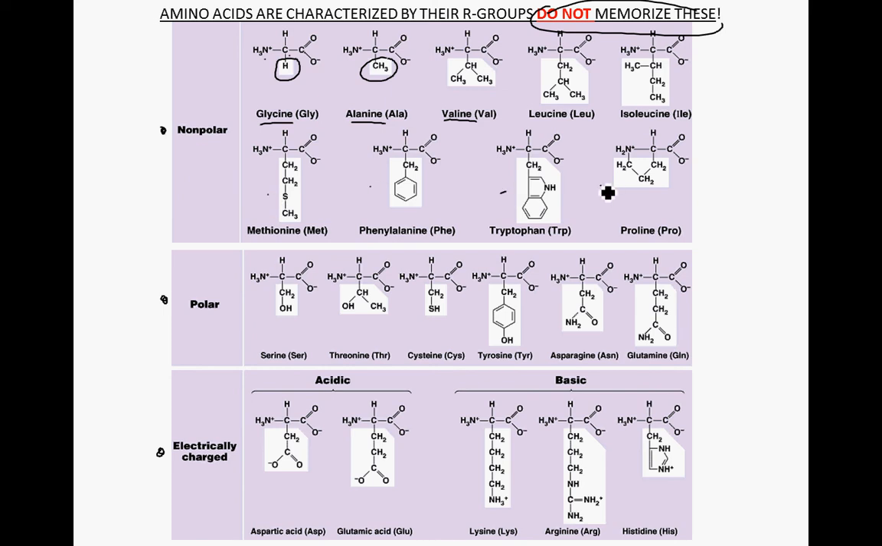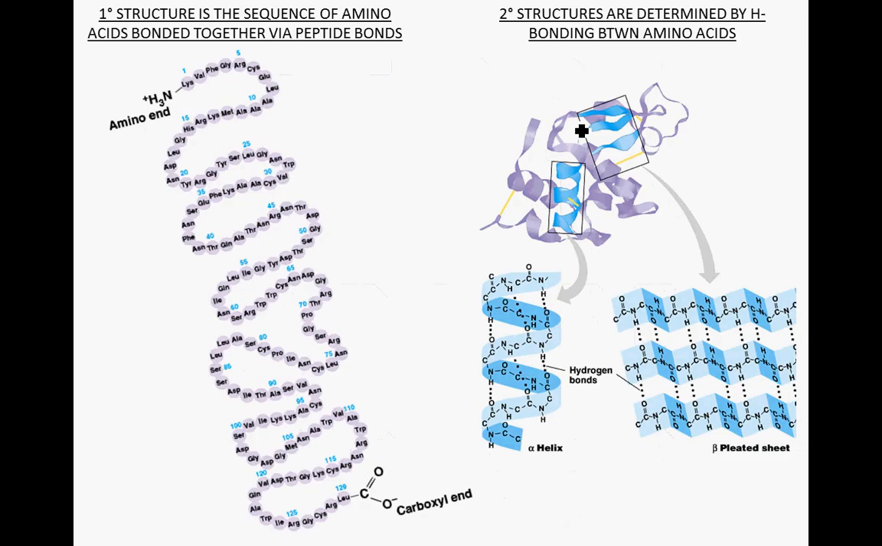So the order of these amino acids is going to determine how this molecule is now going to fold in 3 dimensions. So we have different levels of structure of polypeptides. We have a primary level, secondary level, tertiary level, and a quaternary level. So what you see here on the left is the primary structure, which is just simply the sequence of amino acids, right, bonded together via peptide bonds.